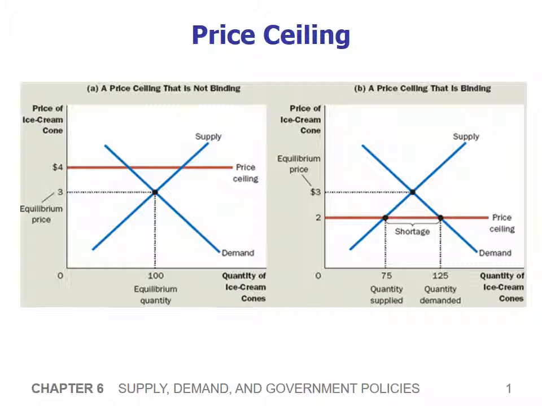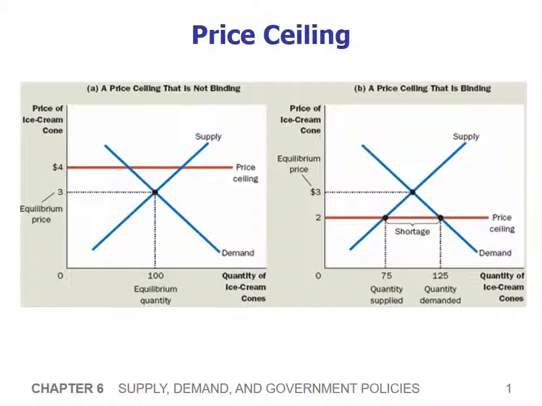In panel A, the equilibrium price is $3, and at $3 the equilibrium quantity is 100 units. But suppose government imposes a price ceiling of $4. Now this price ceiling is already above the equilibrium price, and thus it will not really influence the market outcome. Here the price will still be $3 and the quantity in equilibrium will be 100.